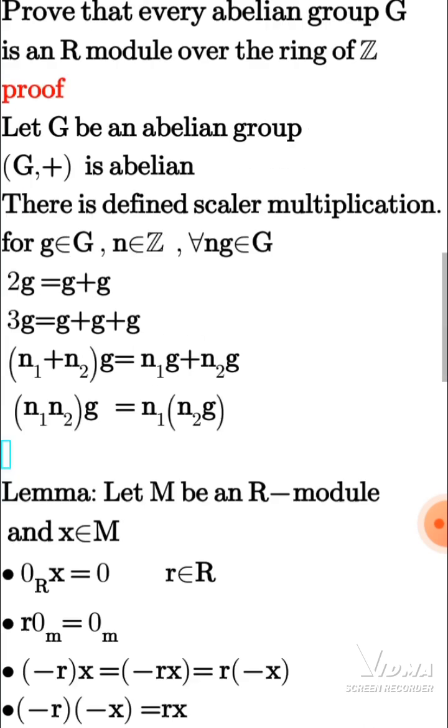You understand? Now we have a lemma. We have that, let M be an R module and x be in M. Then 0 in R times x, that is 0 times x, will give us 0.